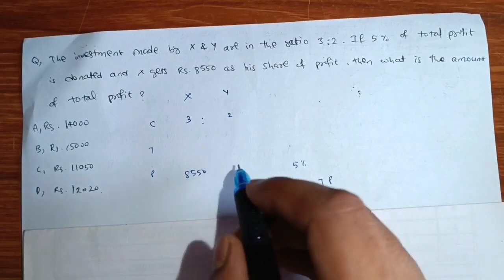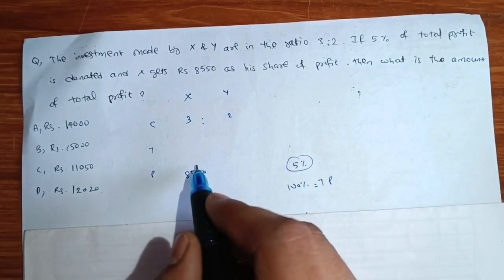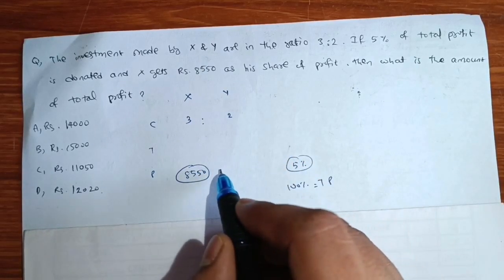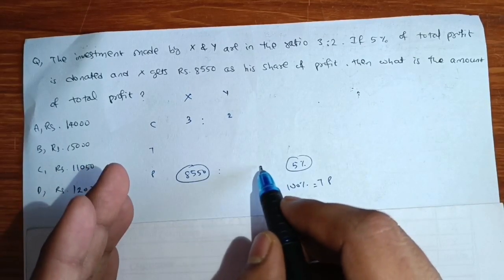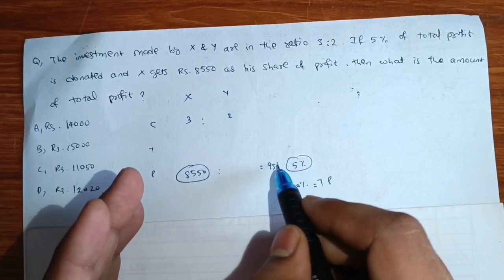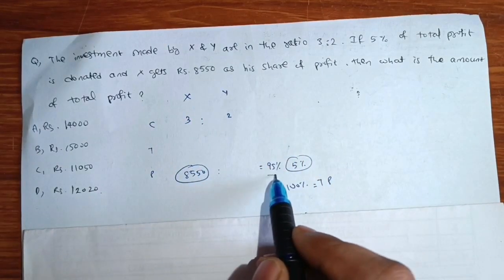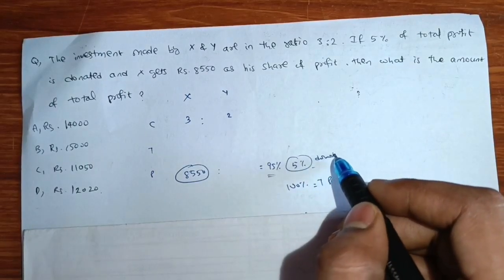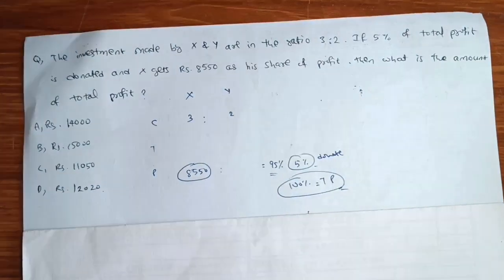So after donating this 5% also, X is going to get this amount. So the profit of X and Y added together is equal to only 95%. Combining X and Y profits is equal to 95%, as the 5% is going to be donated. We need to calculate the 100% total profit.